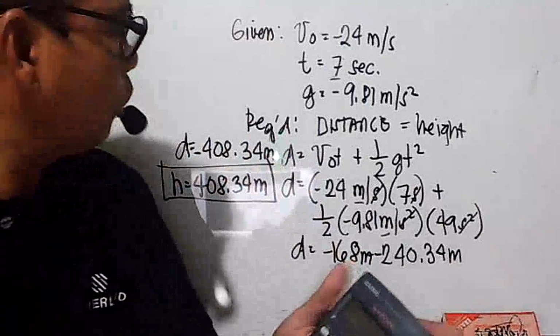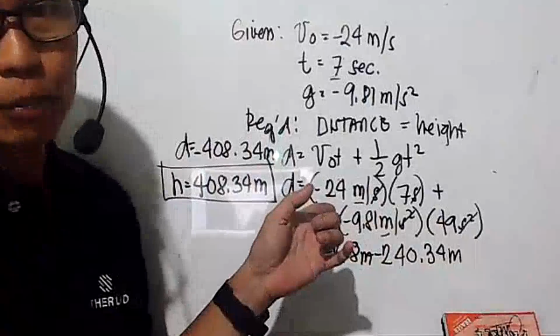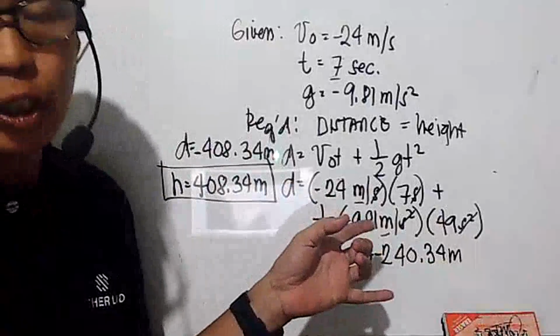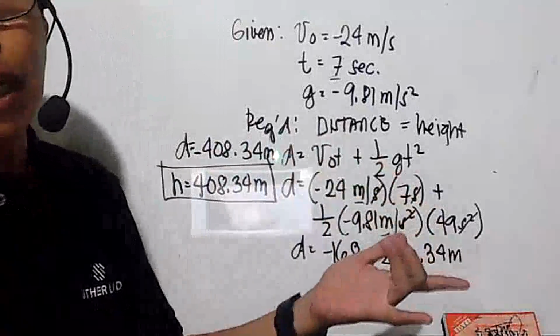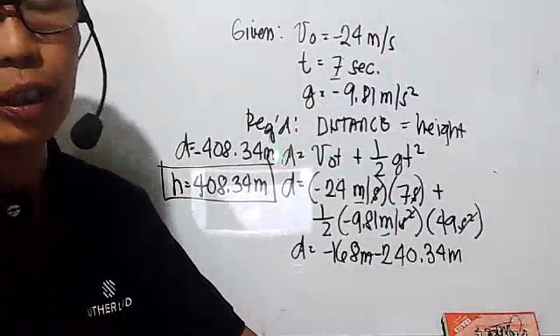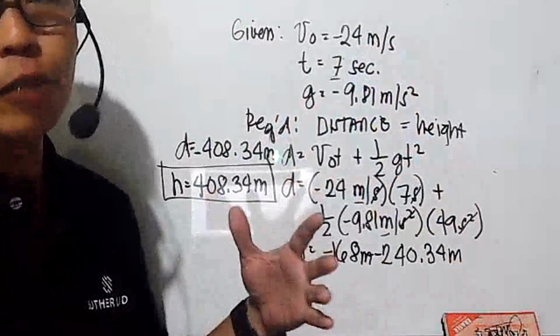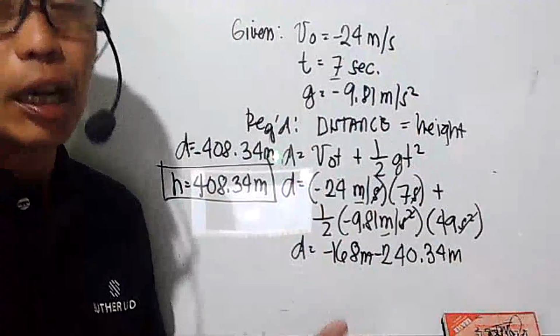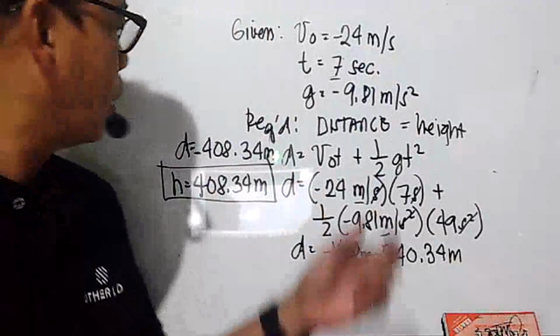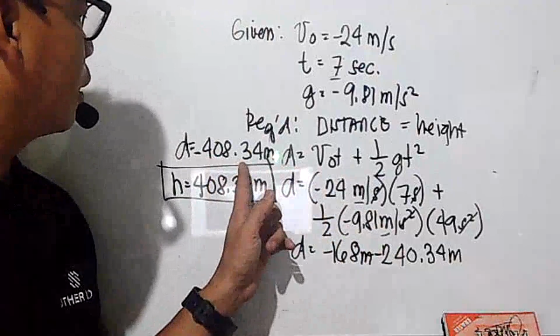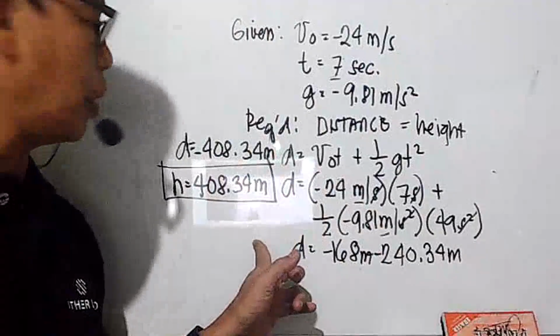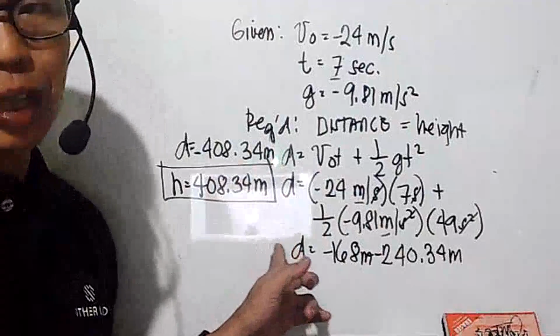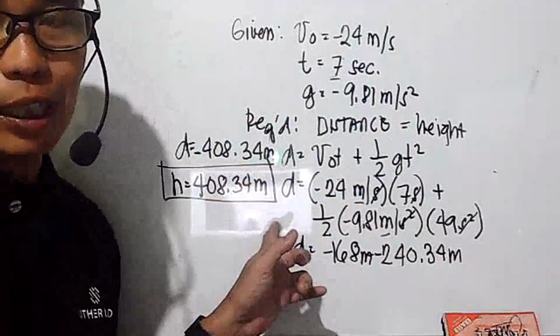So we use a solution for distance or for displacement. The sign is negative kasi displacement siya, so we know negative siya kaya pababa. So yun yung displacement niya. But we're looking for the height of the cliff, so gagawin natin siyang scalar quantity which is height, distance. So negative 408.34 turns into positive 408.34 meters. So this is the height of the cliff.